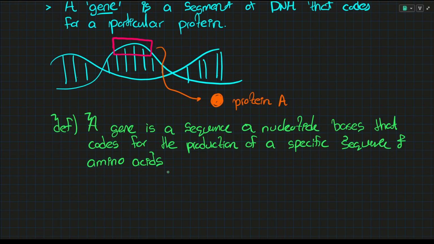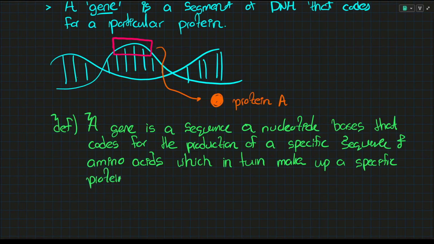Production of a specific sequence of amino acids, which in turn make up a specific protein.